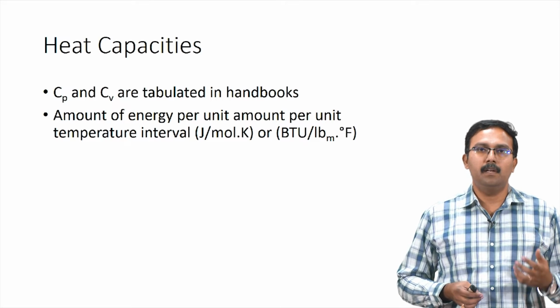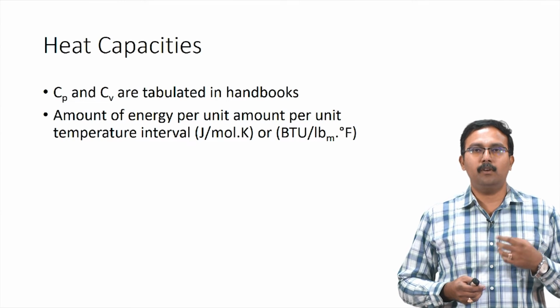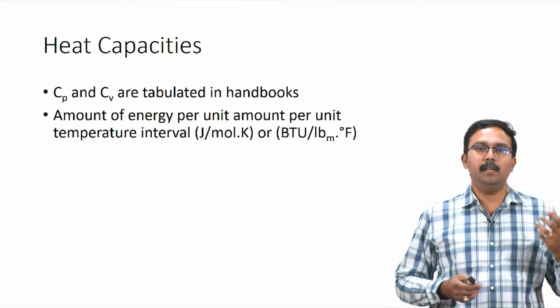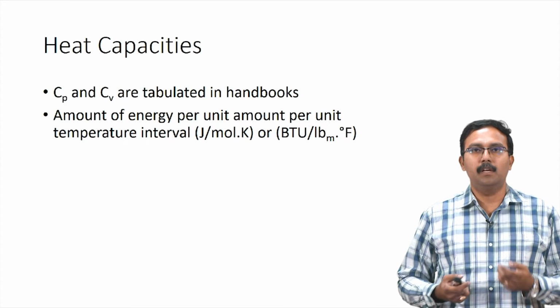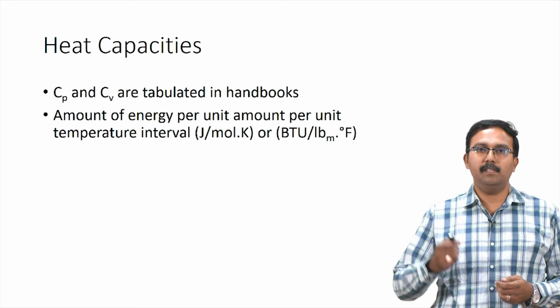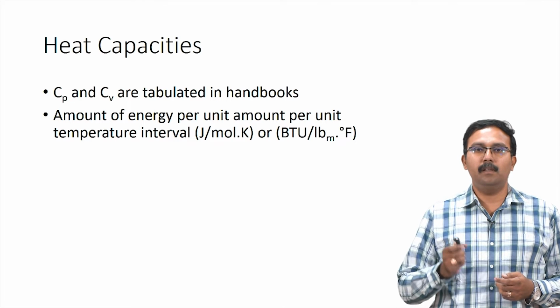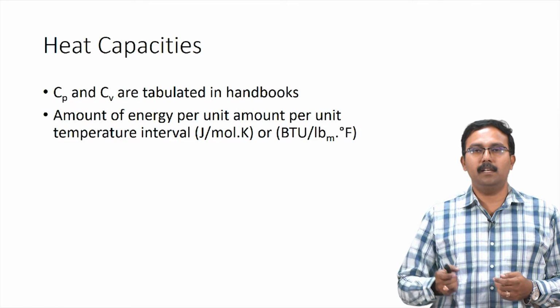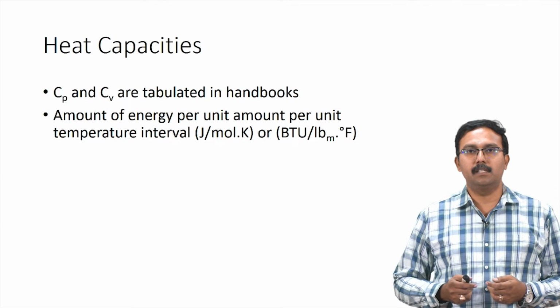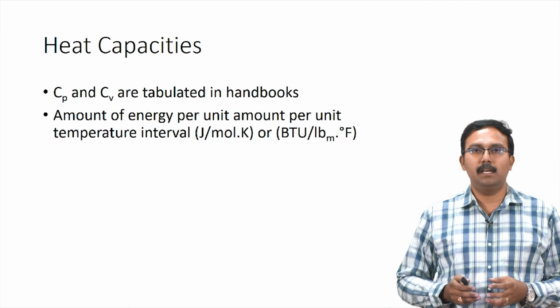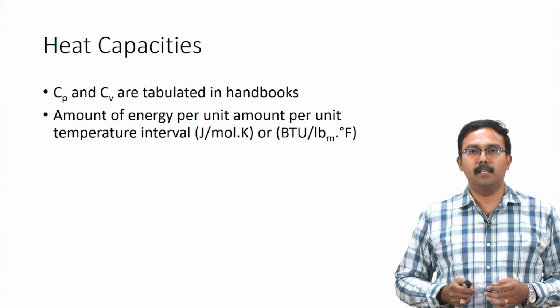So, if you remember when we discussed temperature, I talked about the difference between a unit change in temperature versus the unit of temperature itself. So, here what we actually have is a temperature interval. So, what we look at as Kelvin or degree Celsius would be delta Kelvin or delta degree Celsius. So, we do not use that explicitly. We just write it as Kelvin or degree Celsius.